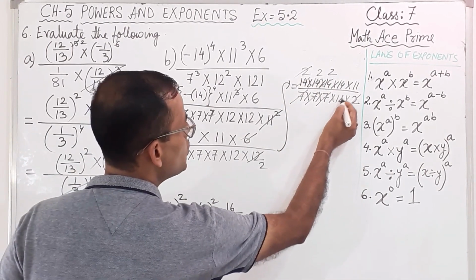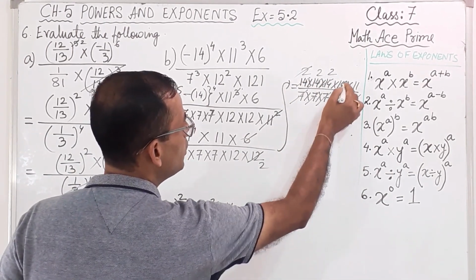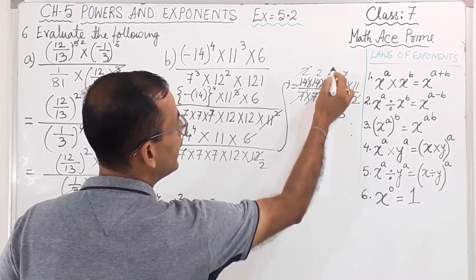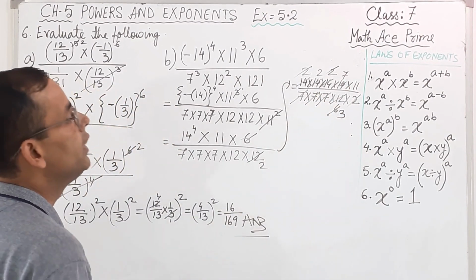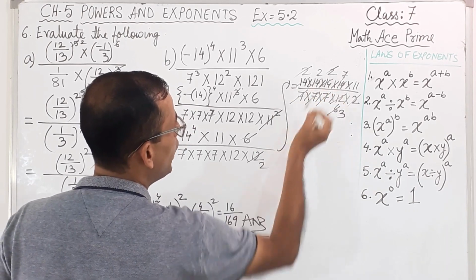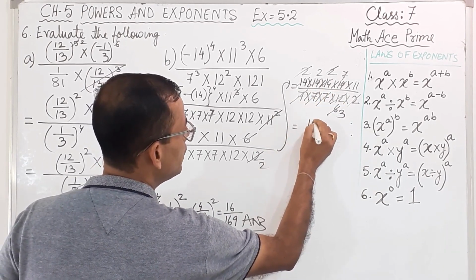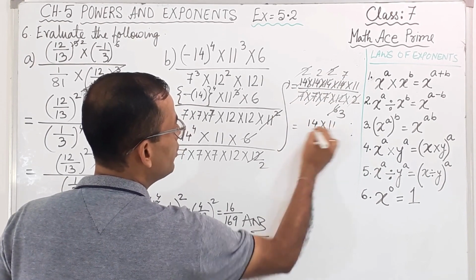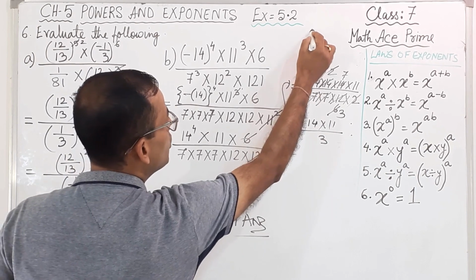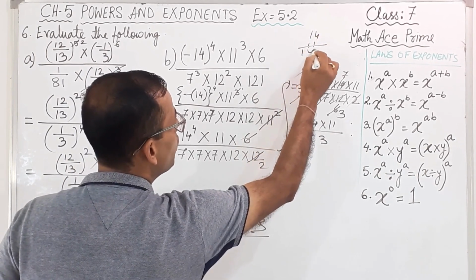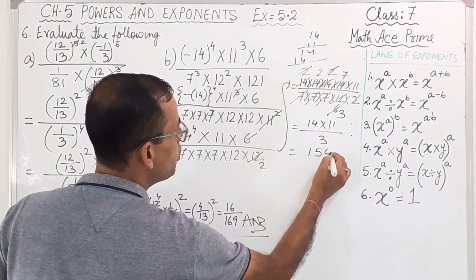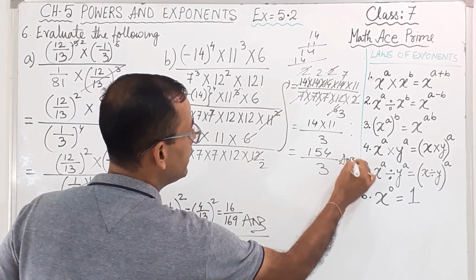Now again here it is 12, 2 6s are 12, 2 7s are 14, again 2 3s are 6, and here 1 2 cuts, clear no? Now is there anything else which I can cut? No. So what is left on top? 2 7s are 14, 2 into 7, 14, into 11 by 3. Now if you multiply 14 and 11, what will come? 154 by 3. And that is the answer.